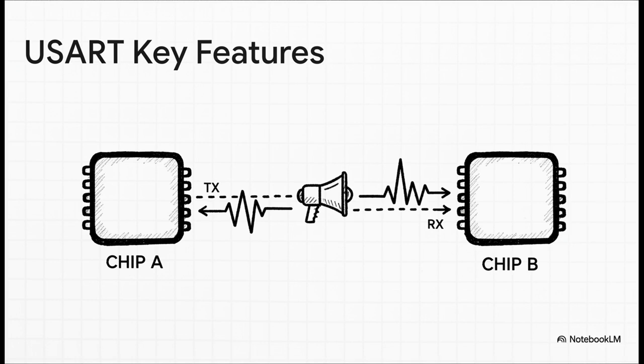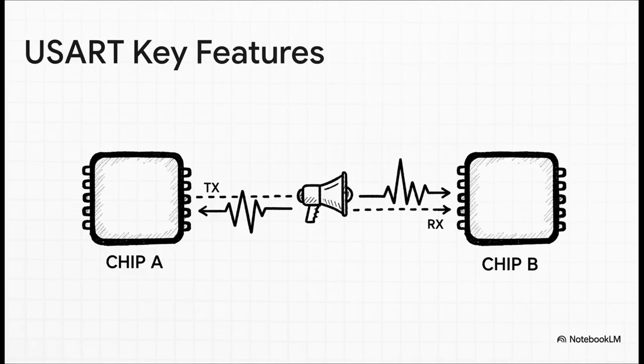And here's why it's so solid. See, with separate lines for transmitting, that's TX, and receiving, that's RX, both devices can actually talk at the exact same time. And, crucially, in its most common mode, it's asynchronous. This just means they don't need a shared metronome or clock to keep time. They just agree on the speed beforehand and go for it.